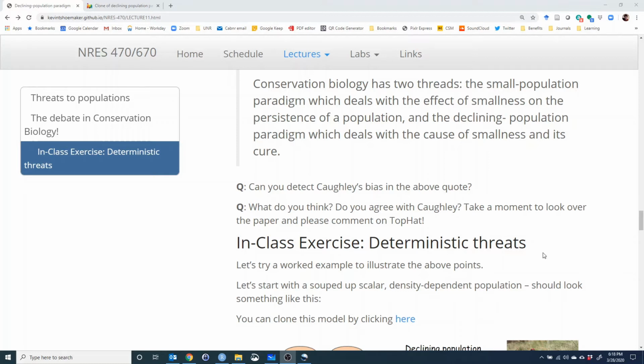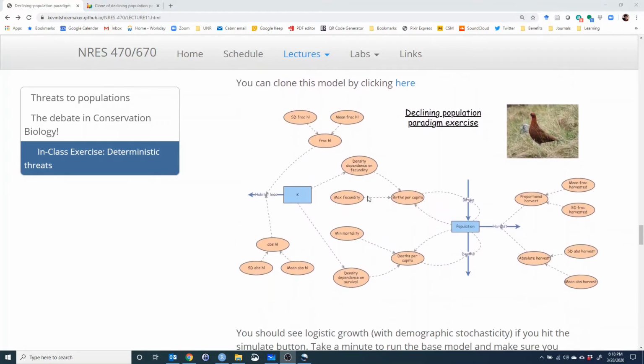But as you can see, even implementing those processes gets somewhat complicated. So this is going to be the model we are working with. And let's just get right to it. So let's move over to Insight Maker.